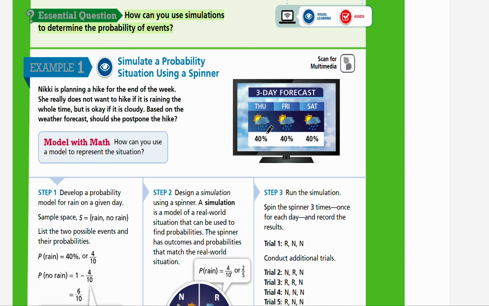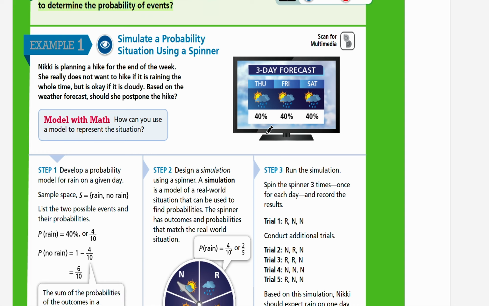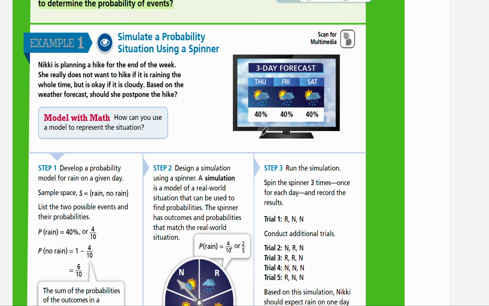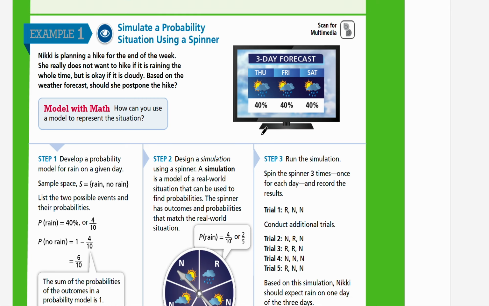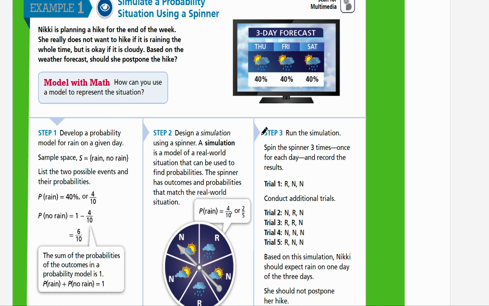So in order to simulate a probability situation, we can use a spinner. This is one tool. So develop a probability model for rain on a given day. We have a sample space where it's raining or not raining, right? Cloudy is okay, it's still not raining. So list the two possible events and their probability.